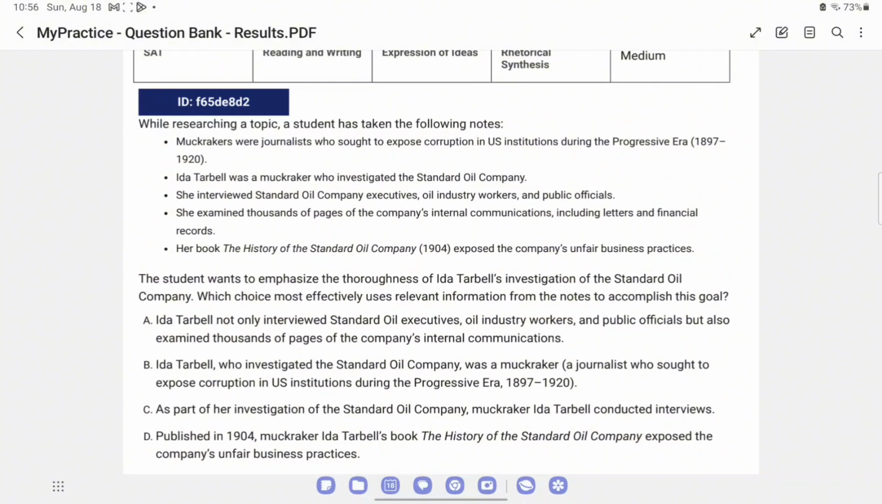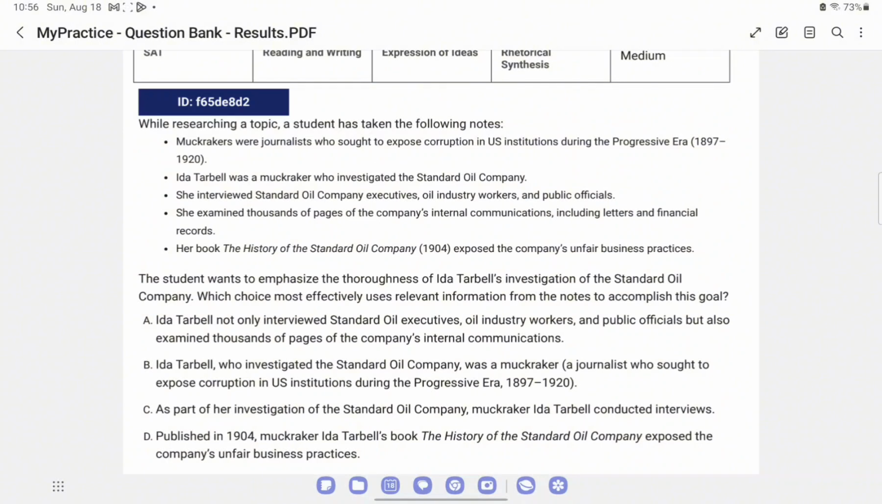The student wants to emphasize the thoroughness of Ida Tarbell's investigation of the Standard Oil Company. Okay, so we're looking for something about her investigation, and we're looking for a lot of emphasis. We're trying to show that she put a lot of effort into properly covering the situation. So A says, Tarbell not only interviewed, but also examined. So that's showing thoroughness in her research, right?